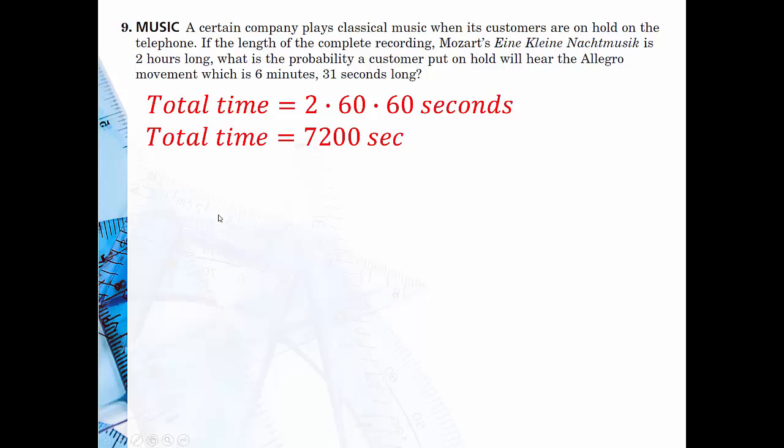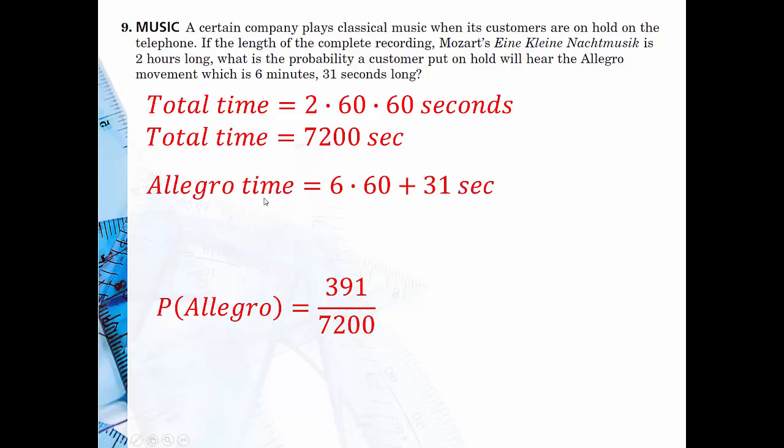All right. Well, I'm going to find out that the Allegro is going to be 391 over 7,200 seconds. And I accidentally skipped a step, which is how did I figure out that 391? Well, the Allegro time is 6 minutes, which I have to multiply by 60 seconds, plus the 31, or 391 seconds, which gave me my probability of 391 over 7,200.